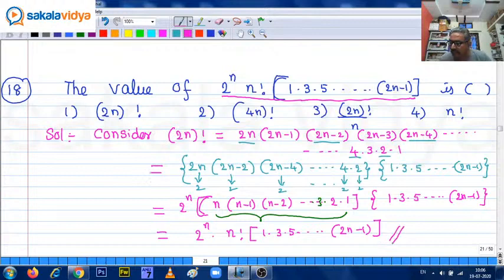2n factorial can be written as 2 to the power of n into n factorial times 1 into 3 into 5 and so on up to 2n minus 1. 2n minus 1 is one of the general forms of an odd number. 2n plus 1 or 2n minus 1, both will be the same. So that's why the first option is the right option.